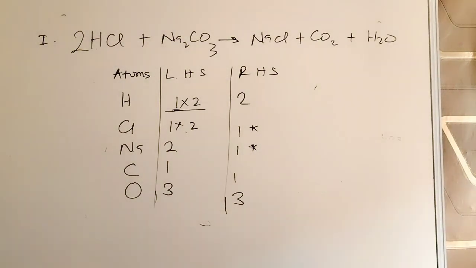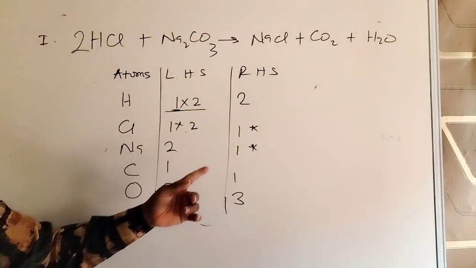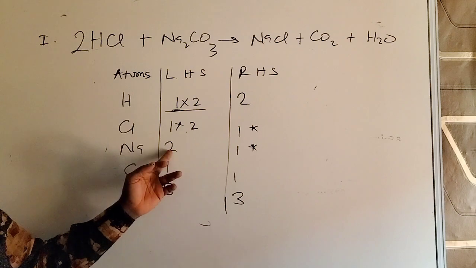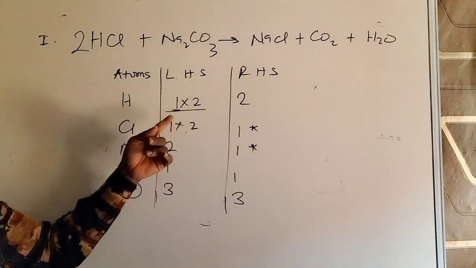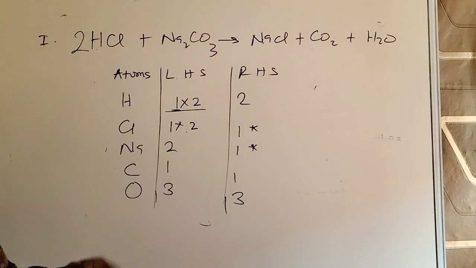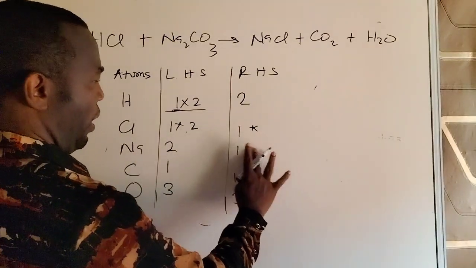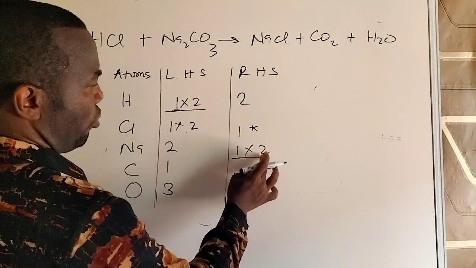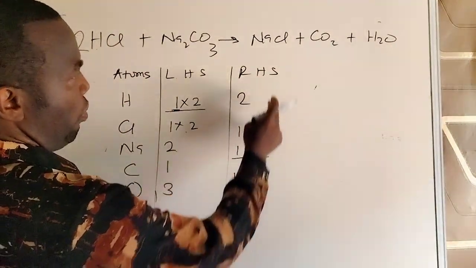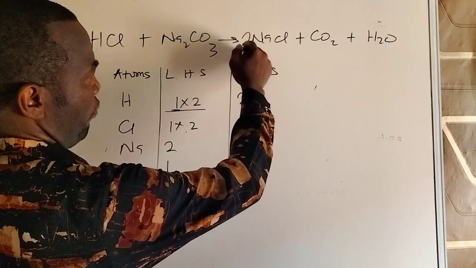So you start with any one, it doesn't matter. You can start with any one that's convenient. Any one you can multiply by a whole number to get the bigger number. For sodium, 2 times 1 is 2, or with chlorine, 2 times 1 will still give you 2. Any one of your own choice. So let's start with sodium. Multiply by 2 here. That gives 2 for this side. So look at sodium, this is the right hand side. Look at where you have sodium. You put 2 in front.